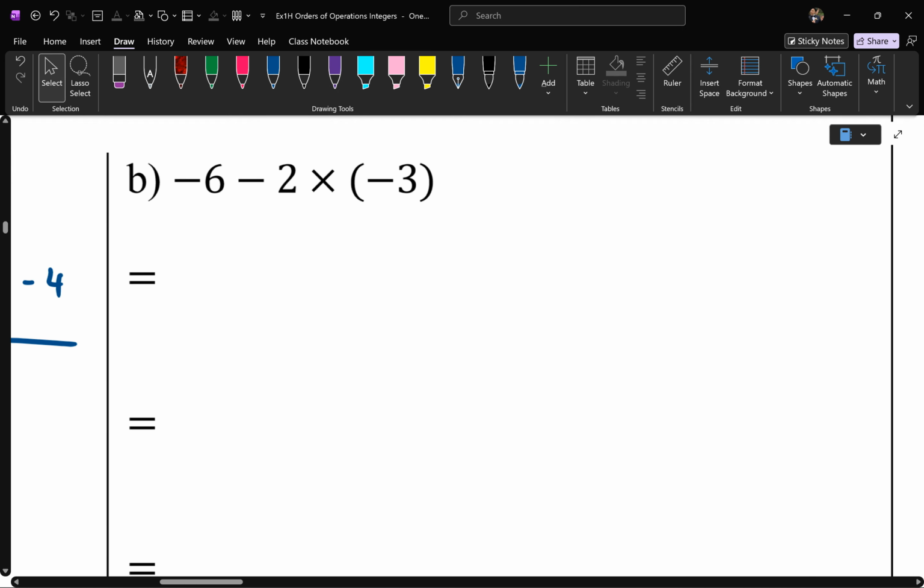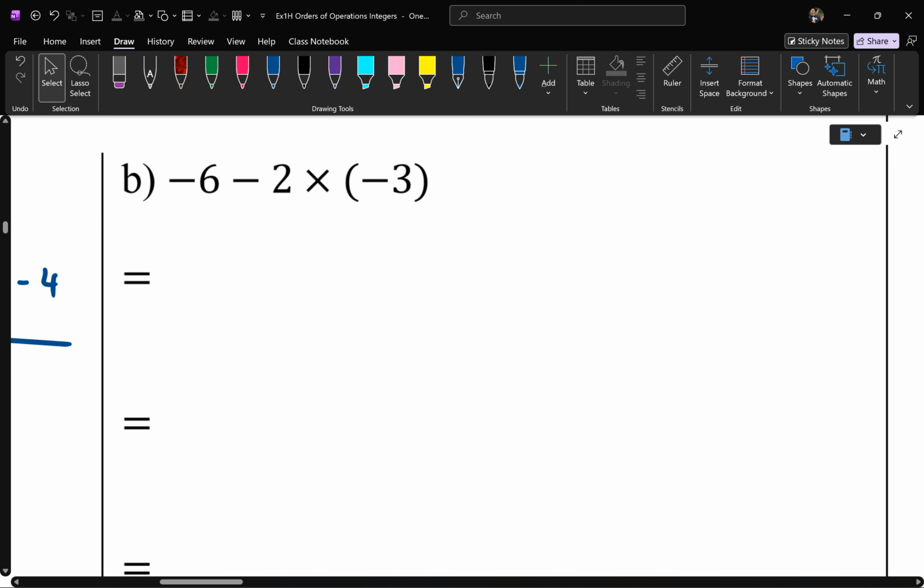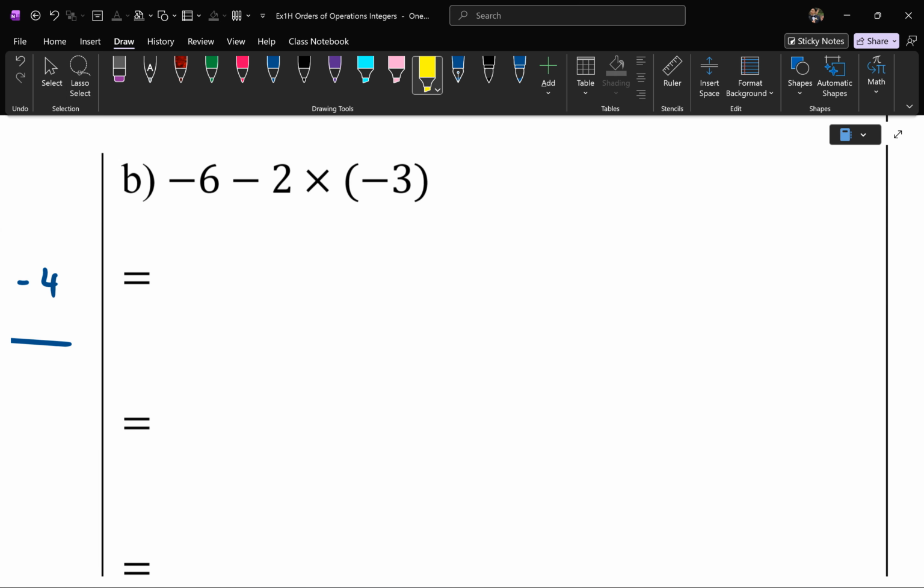So B, this time, the only thing I change is a bit inside the brackets. So this is where some students get a bit confused. You see this one, it says -6 take away 2 times brackets -3. You would say BODMAS. What comes first again? Brackets. So inside the brackets, unlike before, there was something to do. This one, there's nothing to do. So that's okay. Nothing wrong.